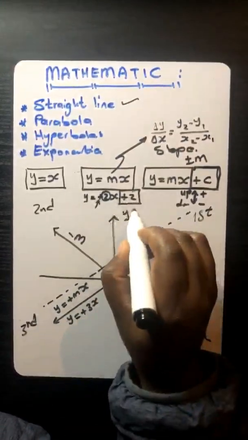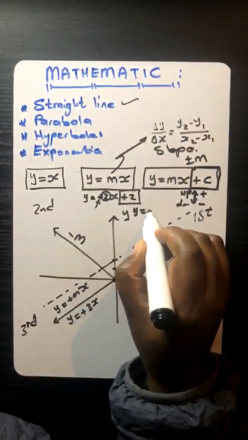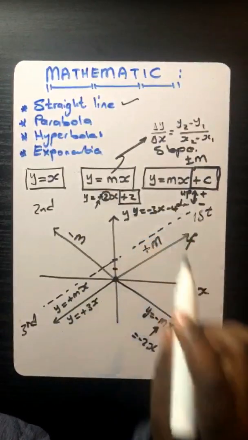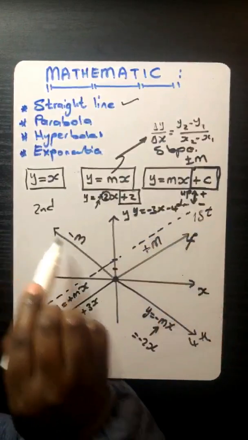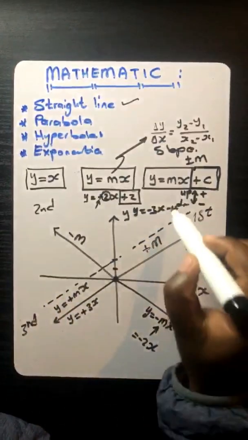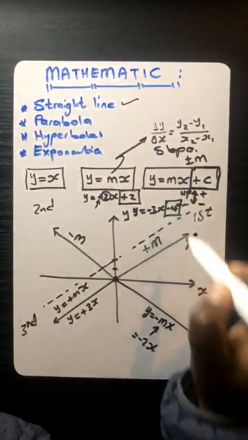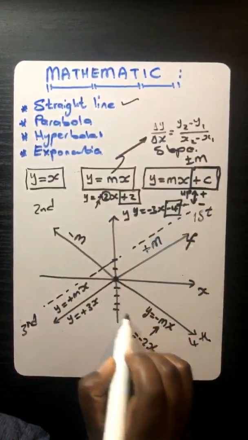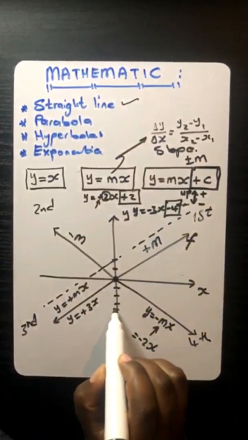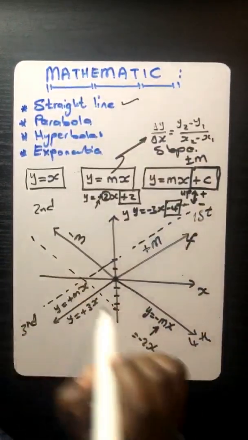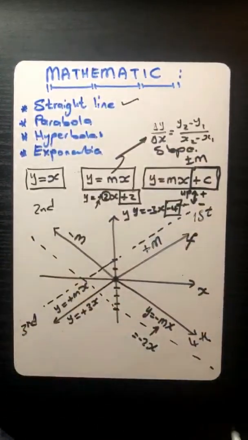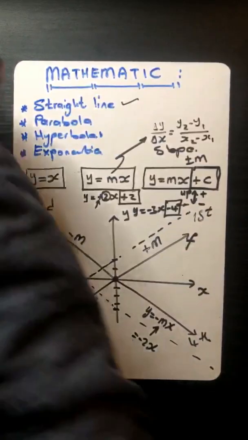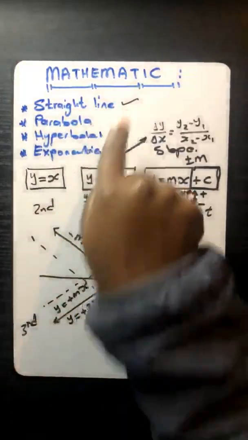But if, for example, it is y equals, let's say, negative 3x minus 4, that means the first thing we know is it is in that direction. But because of that negative 4, it means it shifted downwards by 1, 2, 3, 4. Therefore, it is now in that direction. That was a summary that I wanted you guys to be aware of regarding a straight line.